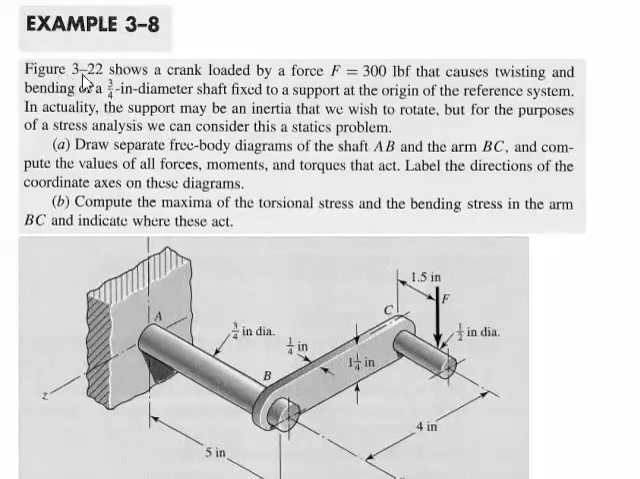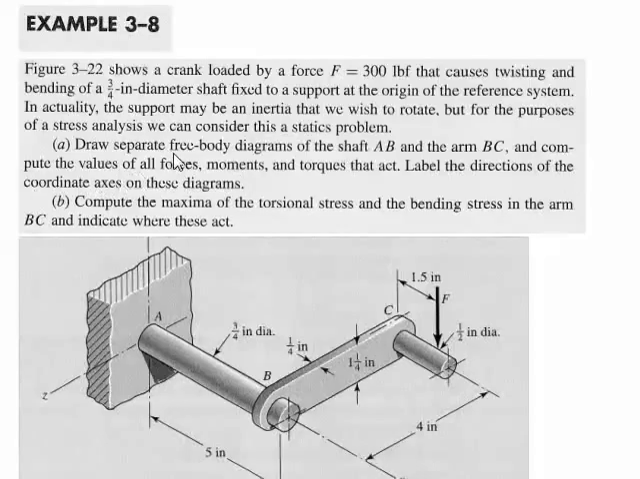If we look at the problem statement, it shows a crank loaded by the force. It causes twisting and bending of a shaft fixed to the support. In actuality the support may be an inertia, so this may actually be rotating instead of being fixed, but we're going to treat it as a cantilevered wall. It says draw separate free body diagrams for the shaft between A and B, and the arm BC, and compute the values of all forces, moments, and torques that act. Label the direction of the coordinate axes on these diagrams.